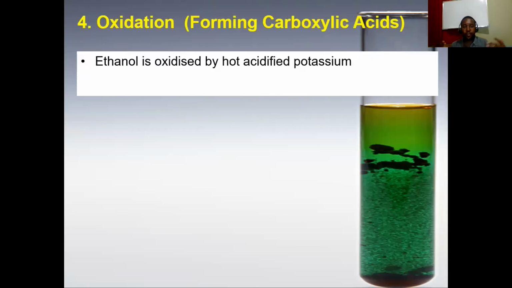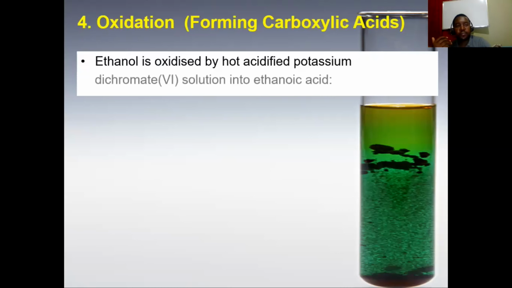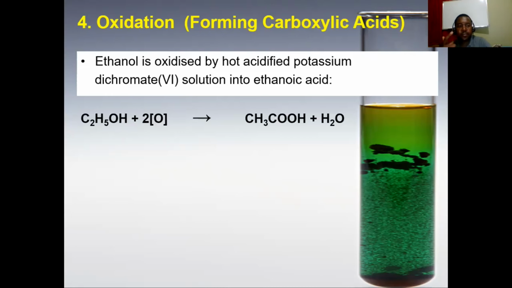All right, so next reaction is oxidation. So if you add oxygen to alcohols, then you will now give the carboxylic acid of that alcohol. So ethanol is oxidized by hot acidified potassium dichromate solution into ethanoic acid. So we're adding the oxygen from a very strong acidified compound, most commonly potassium dichromate. Then we get the equivalent carboxylic acid. So we had ethanol, and we get ethanoic acid and water.